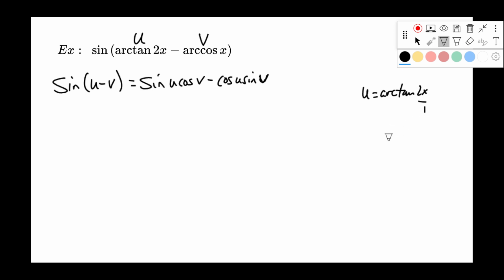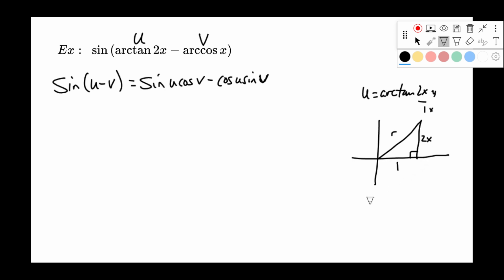Well, if the ratio is 2x over 1, we can make a triangle for it. So that's what we're going to do. We're going to make our triangle in quadrant 1. We're going to assume x is positive. Tangent is y over x. So the y coordinate is 2x. The x coordinate is 1. And now I need to find r.